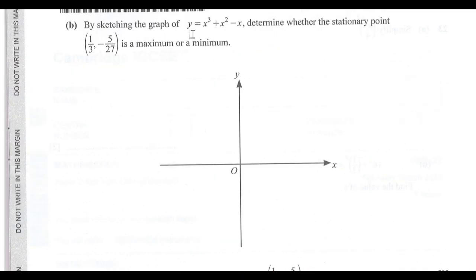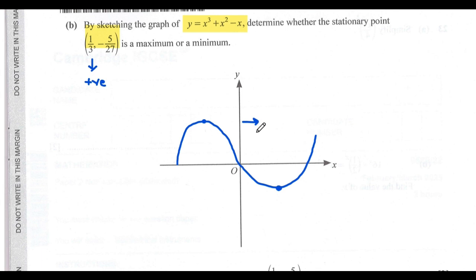Now the next question says, by sketching the graph, determine whether the stationary points that are given are maximum or minimum. The graph will look like this because the coefficient of x cubed is a positive number. Now to place these turning points, x is positive, so it will come over this side of the graph, and y is negative, so it will come below. So these coordinates are the minimum turning point.